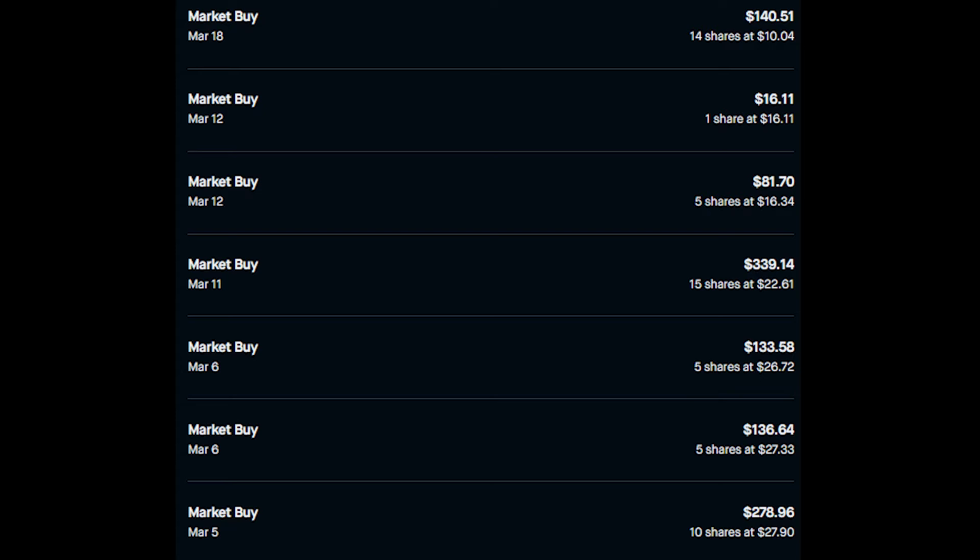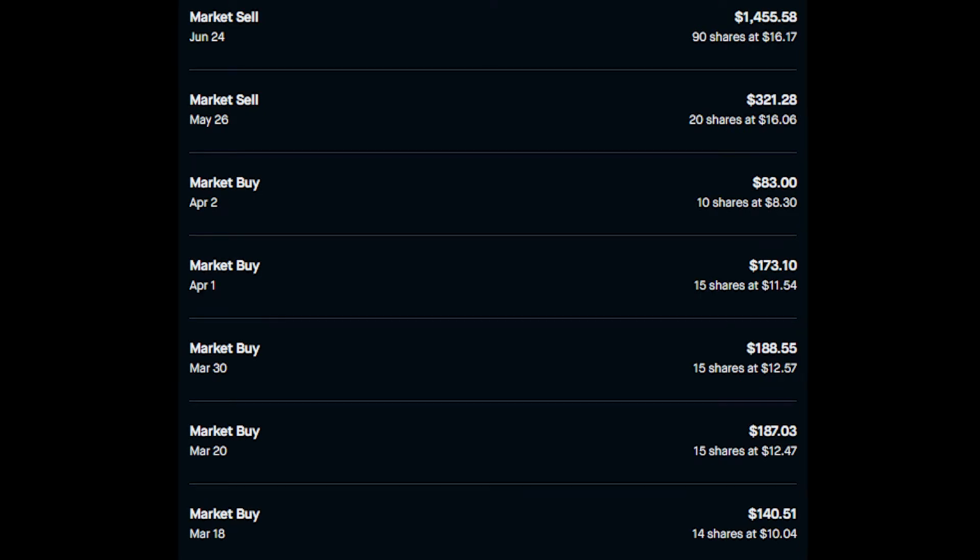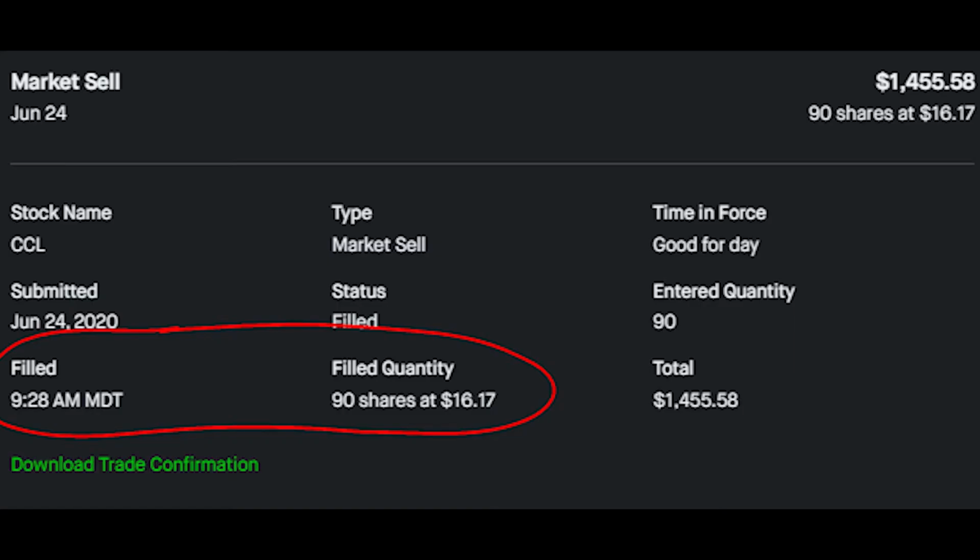So on the way down, I just kept buying, and as you can see, I bought when it was at $22, $16, $10, and even near the low at $8. So I eventually reduced my cost basis by almost 50%, going from $28 to about $16 a share.